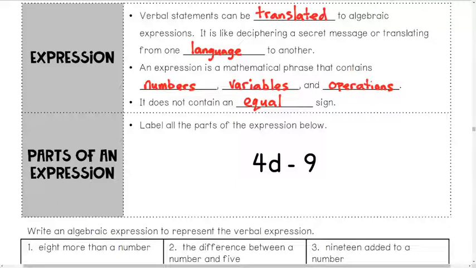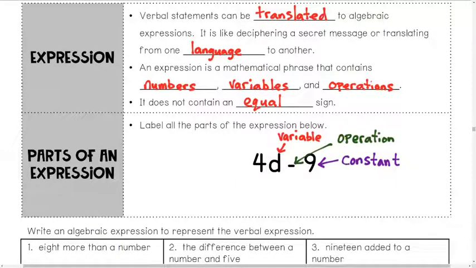So here we are labeling parts of an expression, and in these parts, the very basic pieces, we have a variable, we have an operation, which is a subtraction sign this time. We also have a constant. That 9 will never change. It's always going to stay a 9. When we simplify it, it goes away, yes, but in this problem, the way it is right now, that is called a constant because it does not change, and that's why this one's called a variable, because it depends on what it is. And then we have the coefficient. That is a number that's in front of a variable.